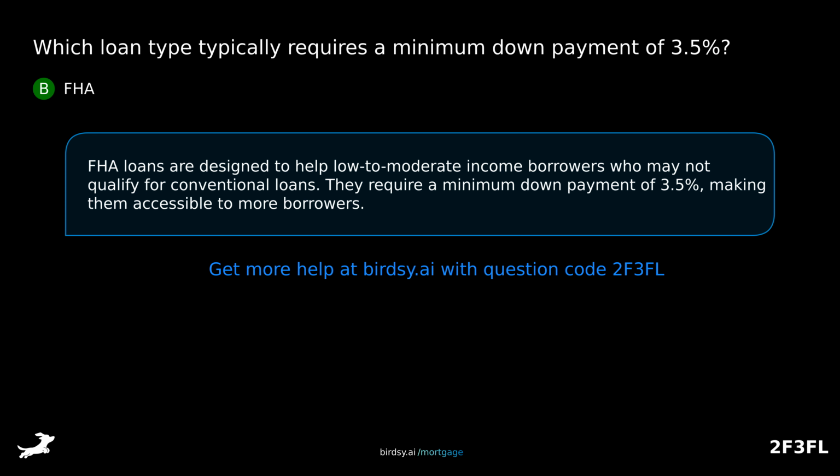FHA loans are designed to help low to moderate income borrowers who may not qualify for conventional loans. They require a minimum down payment of 3.5%, making them accessible to more borrowers.